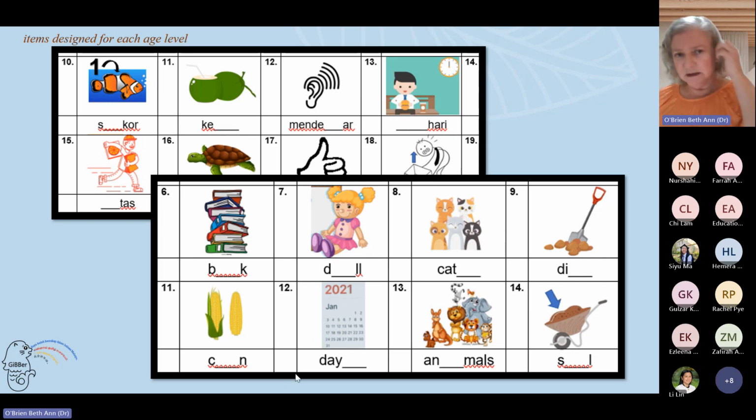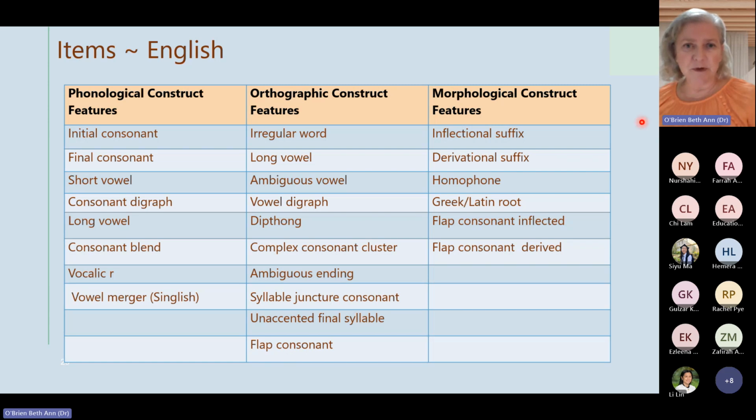So this way we tried to give more equal opportunities for children to show us what they knew about spelling with regard to either orthographic, phonological, or morphological features of the language. And this is just an example of some of the features. Again, this follows from the type of task that Daffern et al. had constructed. Here for English, we have some specific features that we're looking at in terms of sound structure, so whether it's initial or final consonants, different types of vowels, consonant blends.